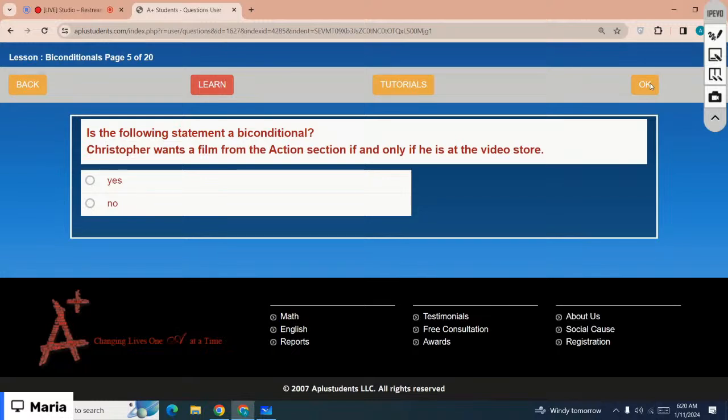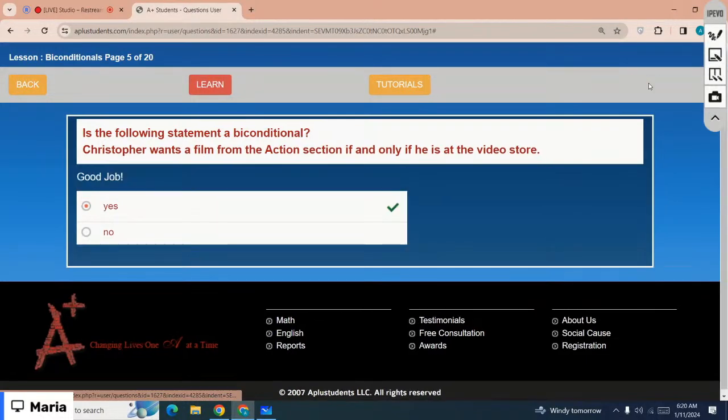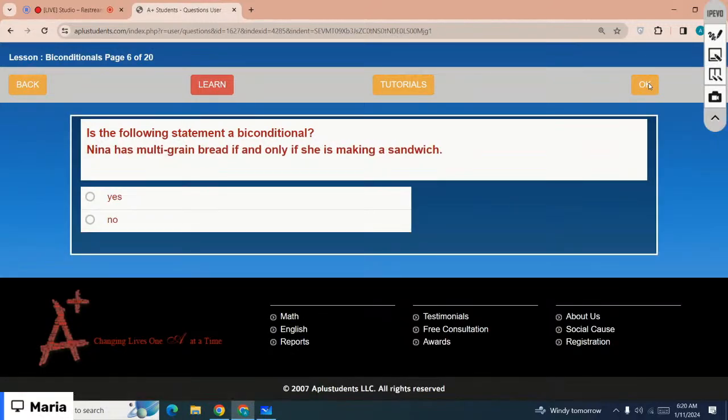Because if Christopher wants to film from the action section, then he is at the video store, right? And the other condition is if he is at the video store, then Christopher wants to film from the action section, right? The correct option is yes, that is a biconditional. So the basic thing is if you have if and only if, that means that is a biconditional. And if you have if and then, that means that is just a conditional, right?